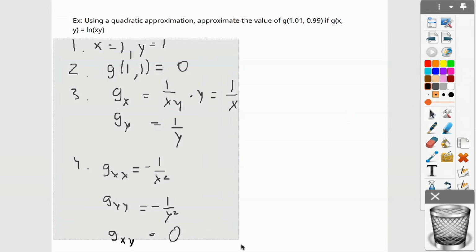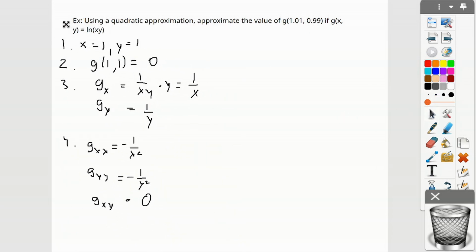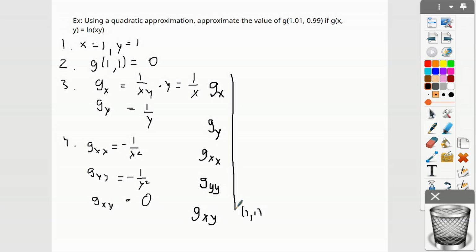So, what does our quadratic approximation become? Actually, before we do that, let's evaluate. What's g sub x at the particular point? I'm just going to put a big line across every single function that I'm trying to evaluate, which is very abusive notation, and they're all evaluated at 1, 1. So this is 1, this is 1, this is negative 1, this is negative 1, and this is 0, right? Pretty standard so far. So that's step 5.